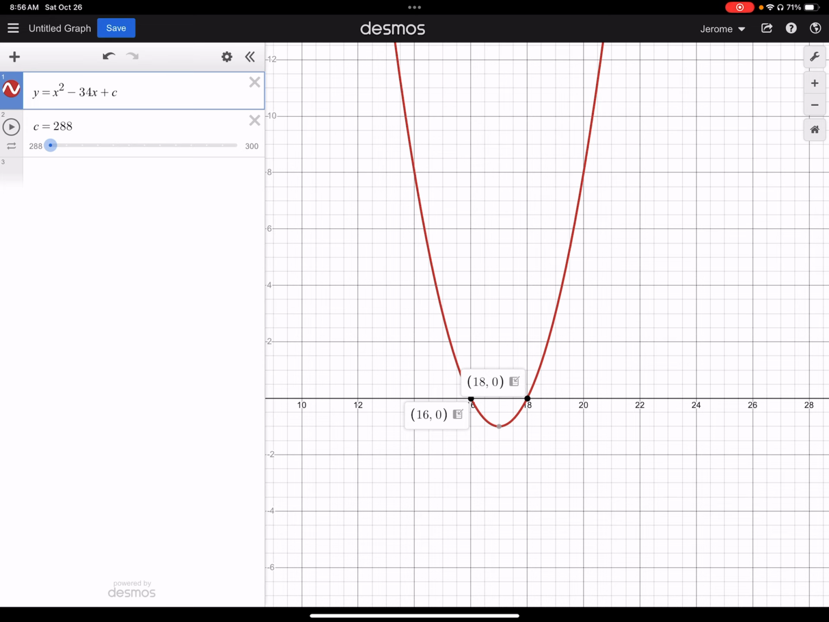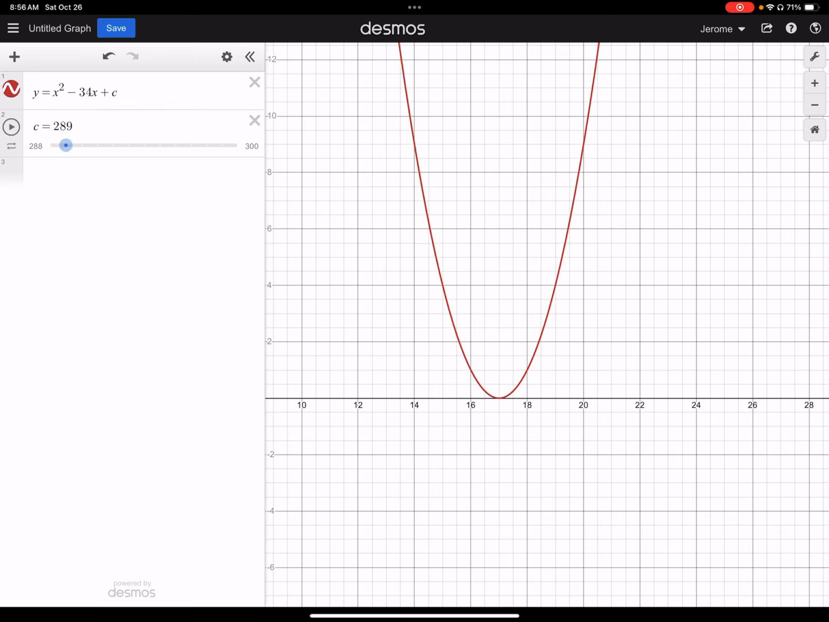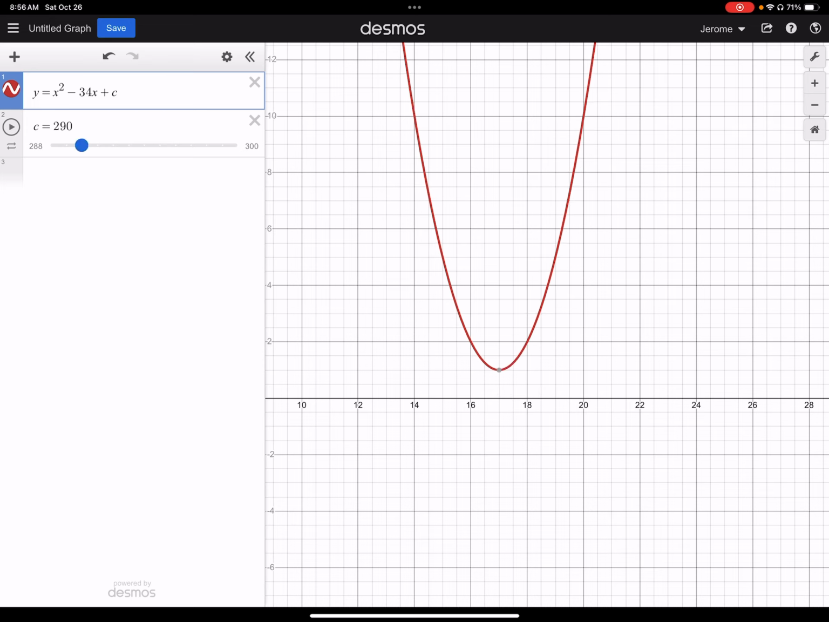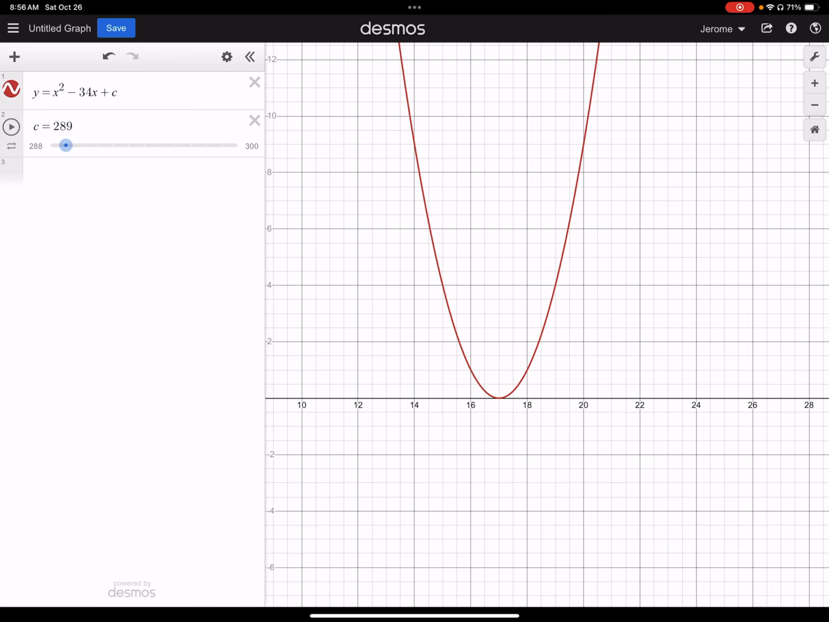So now, if I take my little slider and I move it just one space to 289, now you only have a single solution, and it's 17 right there. So anything bigger than this 289, watch what's going to happen. It's going to just move this parabola up above the x-axis. So do I put 290 then? No, because of the way the inequality is set up for the question. So I'm actually going to put 289.